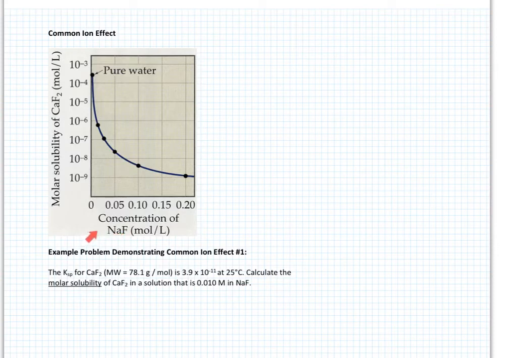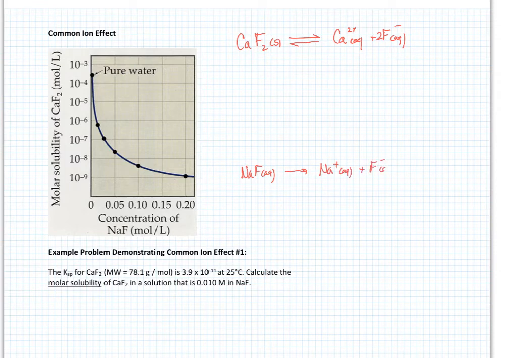Now, if you want to understand why that is, let's take a second and write out the equation. So CaF2 solid in equilibrium with Ca2+ aqueous plus 2F⁻ aqueous. And if we think about this solution right here, we've got sodium fluoride, so this is NaF aqueous. What that implies, if it's aqueous already, is that we have Na+ ions plus fluoride ions in solution.